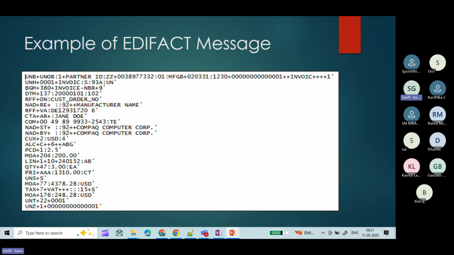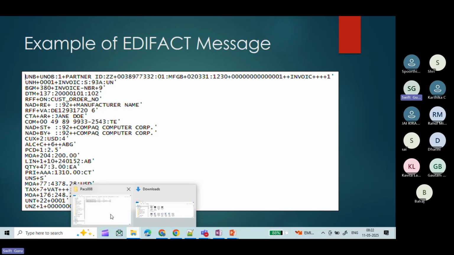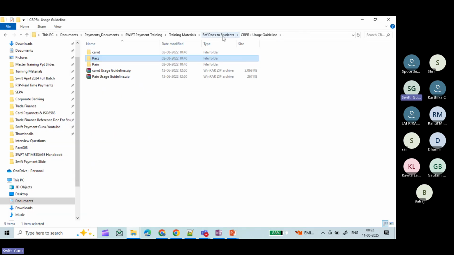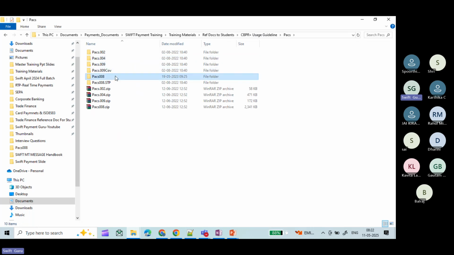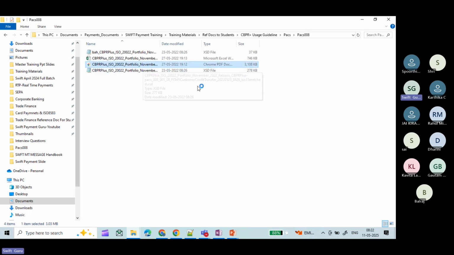These are some examples, snippets of the messages which are used, the EDIFACT messages. This is how it looks. Now, by looking at it, we might not understand what exactly the data or the message is trying to say unless we have the message standard handbook. When I say message standard handbook, what does that mean? Just the way CHAPS has its message standard handbook, SWIFT also has one.